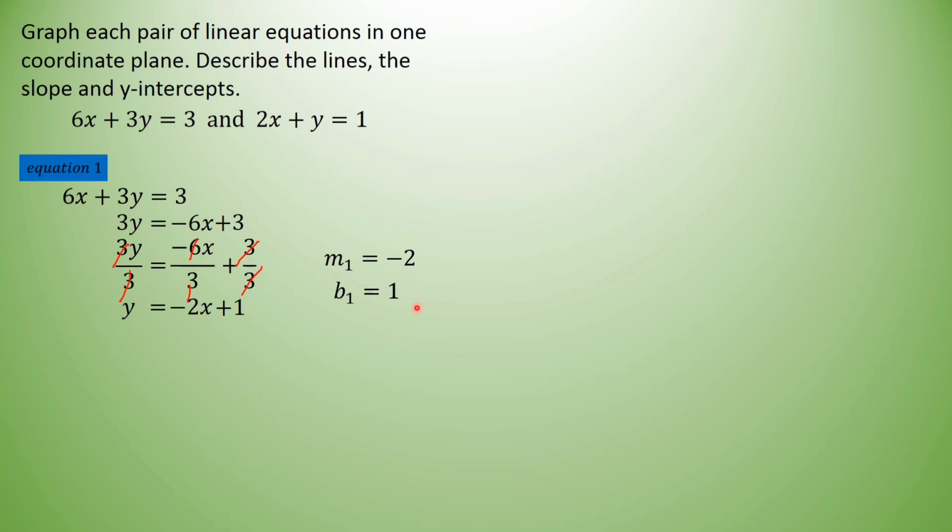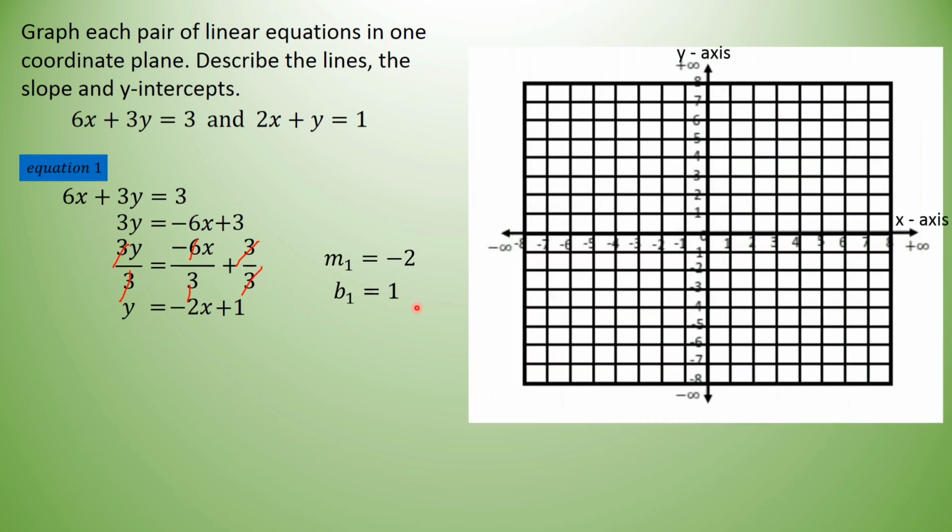So we can now plot the points. So we have here y-intercept is equal to 1. So ito ang ating y-intercept. And then, gamitin ang slope para makuha ang ikalawang point. So negative 2 is also equal to negative 2 over 1.